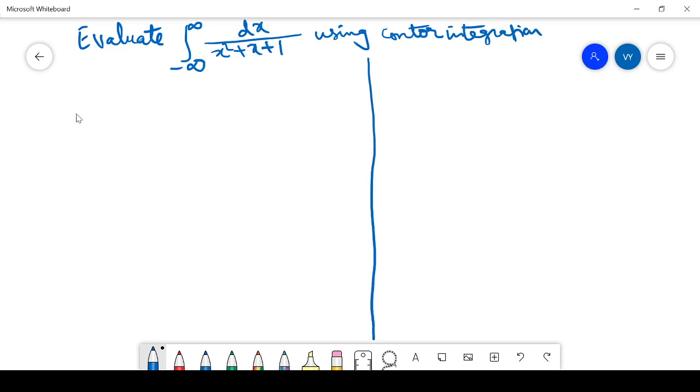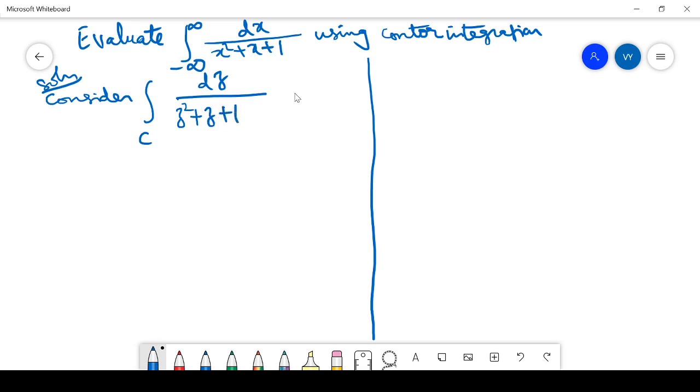So in this case, what we do is, I will consider this integral. The solution will be like this. I will consider the integral over C of dz by z squared plus z plus 1, where C is the contour. I'll have a semicircle contour.